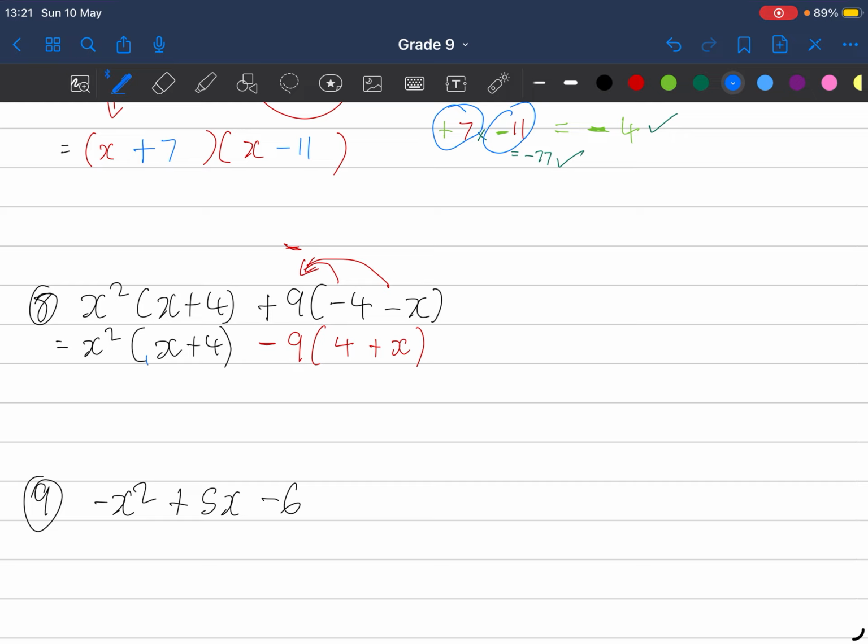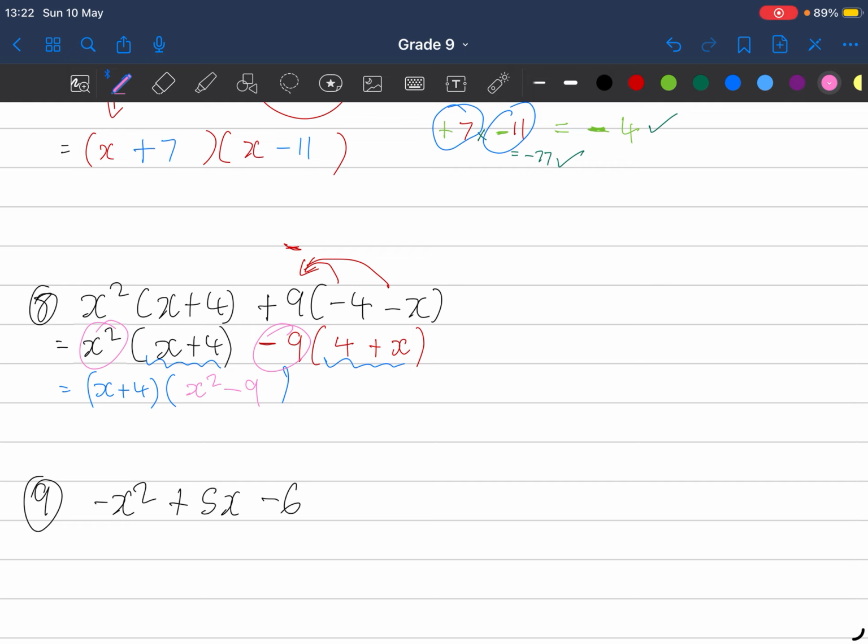Now if I look at these two brackets over here, x plus 4 and 4 plus x, are they the same thing? Well, what's 2 plus 3? 2 plus 3 is 5. And 3 plus 2? Well, that's also 5. So clearly the order doesn't matter when you're adding. So x plus 4 and 4 plus x is the same thing. So we have two identical brackets. We just pull out one of those brackets and then we see what's left. So after you pull that out, you realize x squared and negative 9 are left. So x squared minus 9.